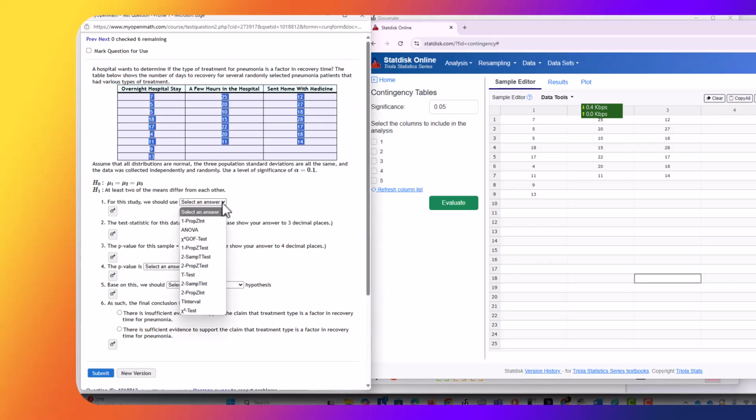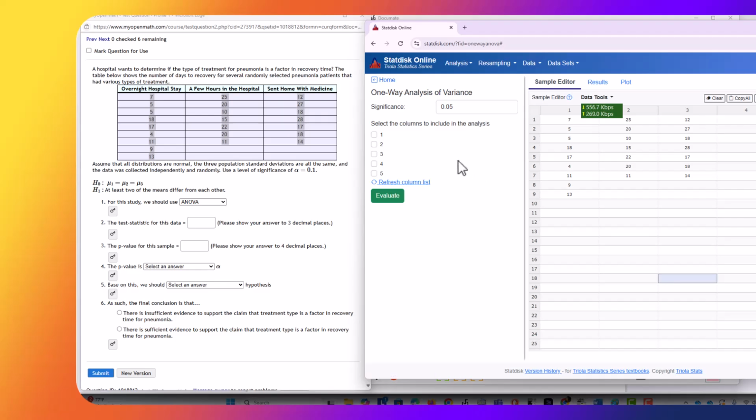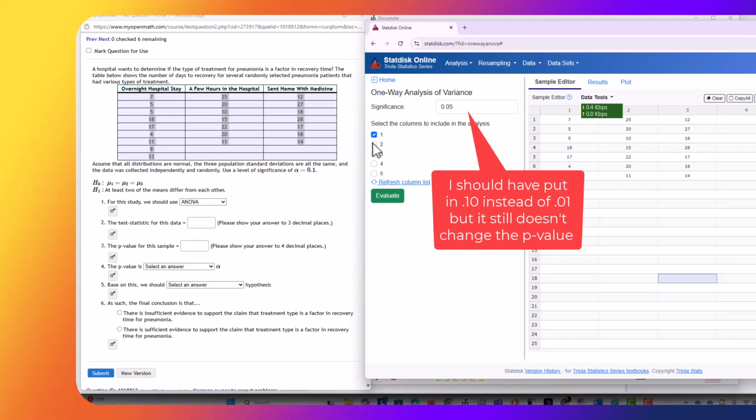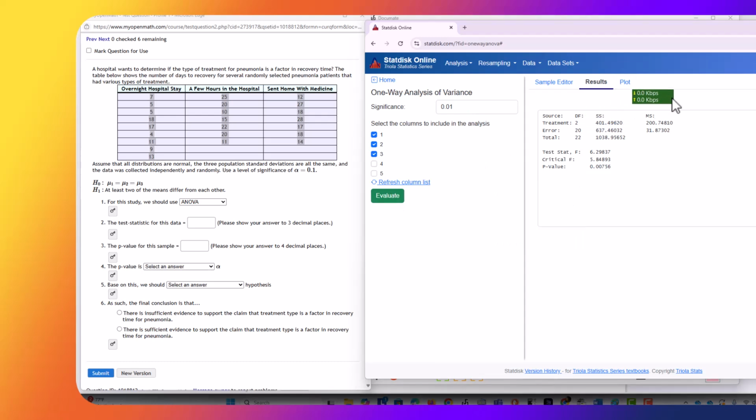So we're going to be using ANOVA. I felt like it probably should have said F test here, but that's okay. One-way analysis of variance. We'll do 1, 2, and 3, using the data. What was the alpha level? 0.01. Evaluate.